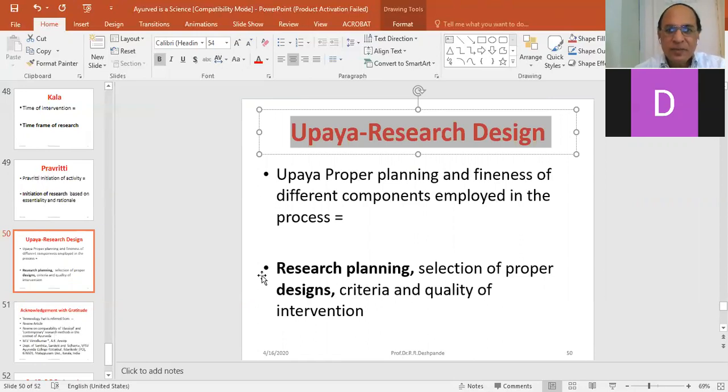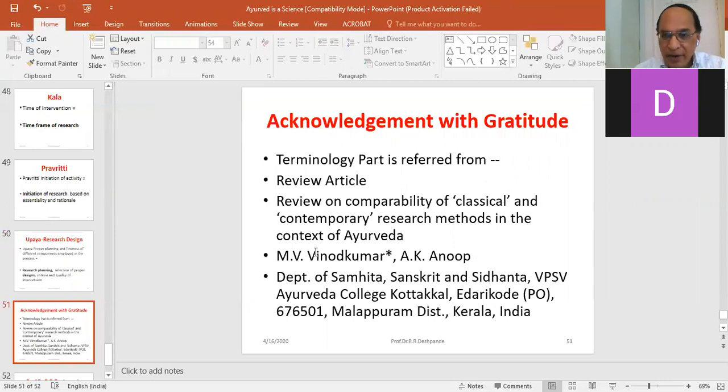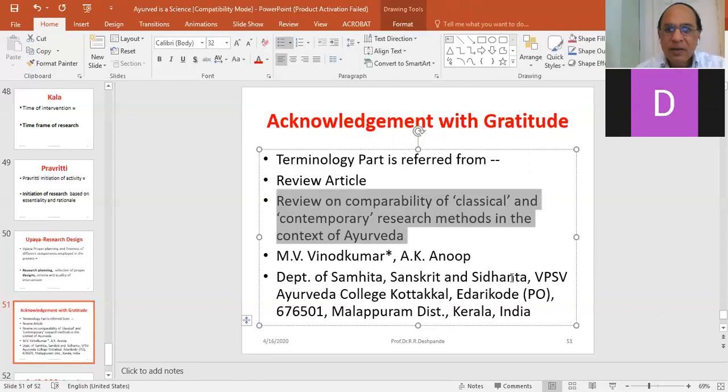Next, acknowledgement with gratitude. This is not actually the topic, the topic has been over. Try to understand. I am just mentioning one of the research papers that I have taken for preparing this slide. That is a review article, and this is the name of the article. So I must have gratitude towards these people, Dr. Vinod Kumar and Dr. Anup. They have written a big article on this. You can go on Google and search this article, a review on the compatibility of the classical and contemporary research method in context of Ayurveda. Very good article.